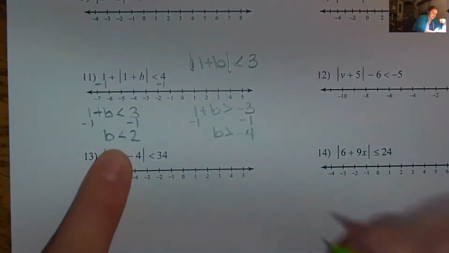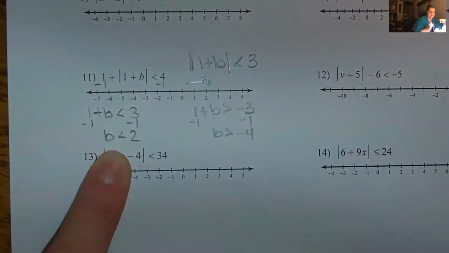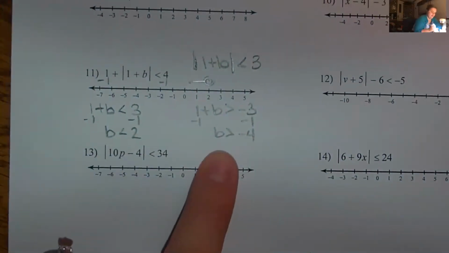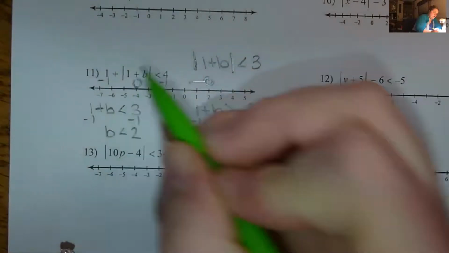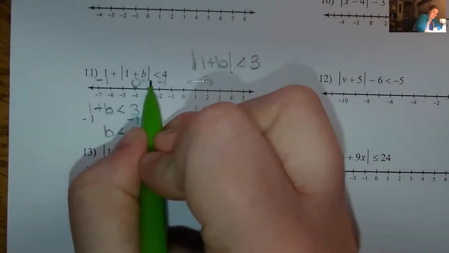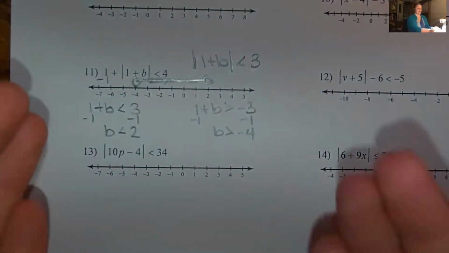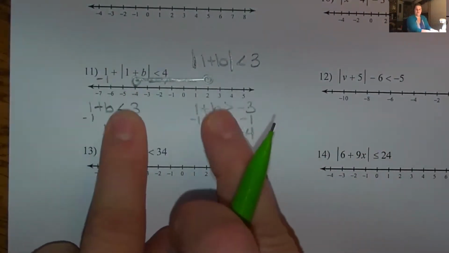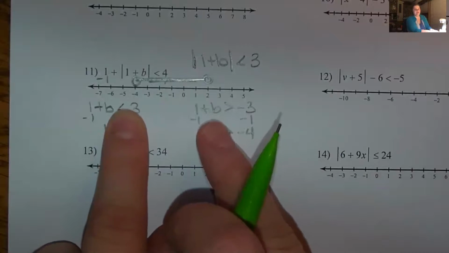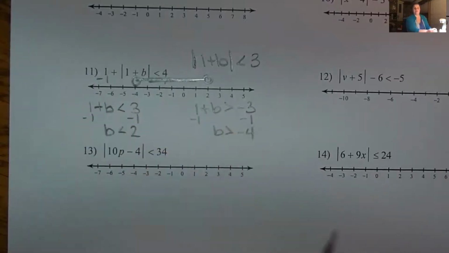Open or closed circle at 2? Open. Less than is pointing to the left. Open or closed circle at -4? Open. Greater than is pointing to the right. These will connect. The good news with this worksheet is that if you get a number that's not on the number line that they give you, do it again because you did something wrong. That's the beauty of this worksheet.